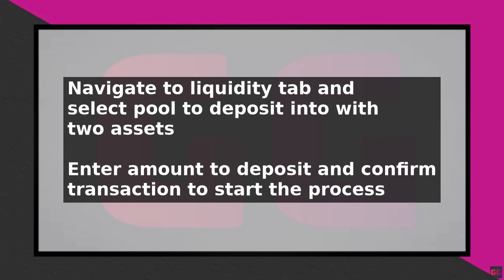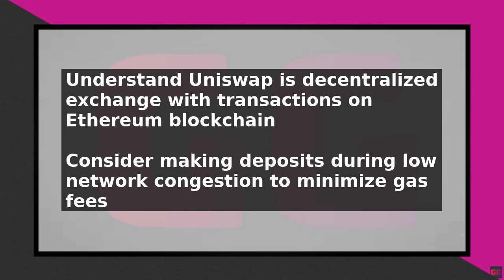It is crucial to note that providing liquidity on Uniswap comes with risks, including impermanent loss. This occurs when the price of the assets in the pool changes, resulting in a loss of value for the liquidity provider. However, it also offers opportunities to earn trading fees and participate in the decentralized finance ecosystem.